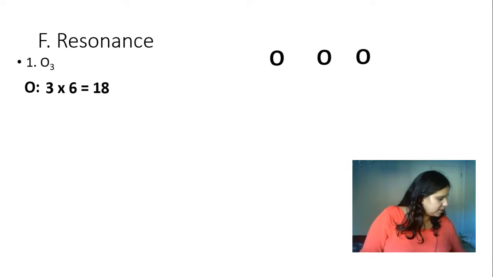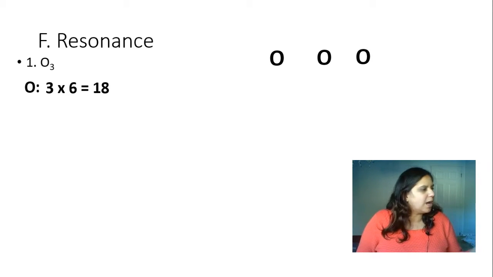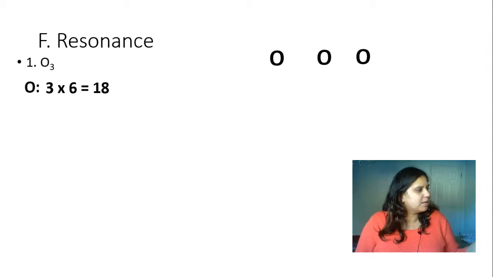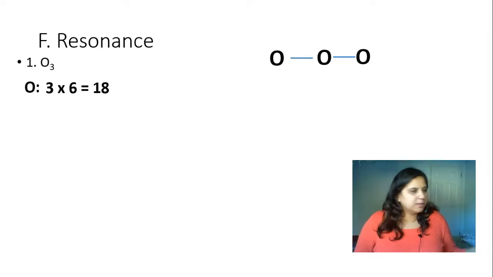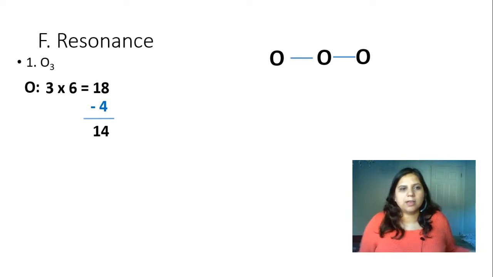Okay, so let's see, in terms of our steps, I have them here. We count the valence electrons, done. We figure out the central atom, since we have 3 oxygens, just oxygen. We draw single bonds to the outside atoms. So here we go, single bonds to the outside atoms. Perfect. How many electrons did I use? Well, I used 4. Subtract, I get 14 electrons left.